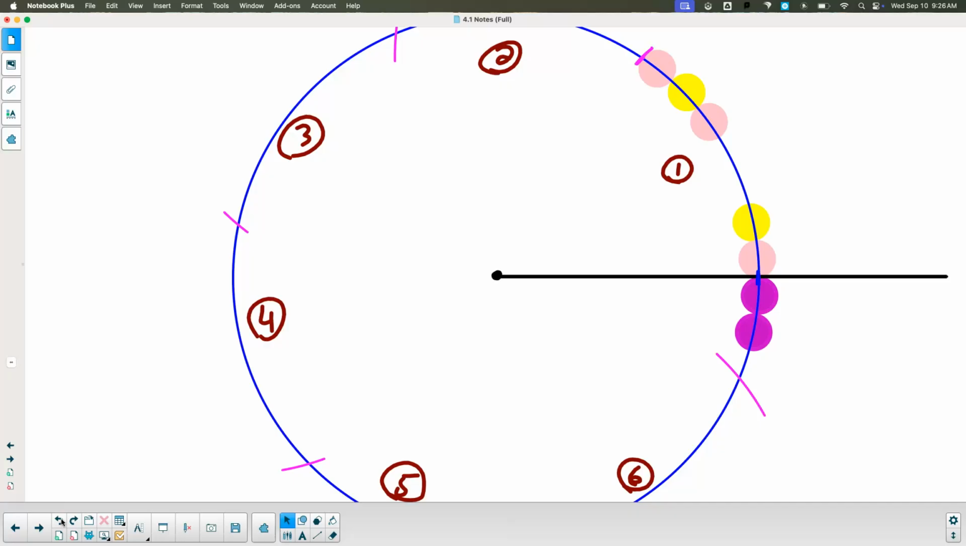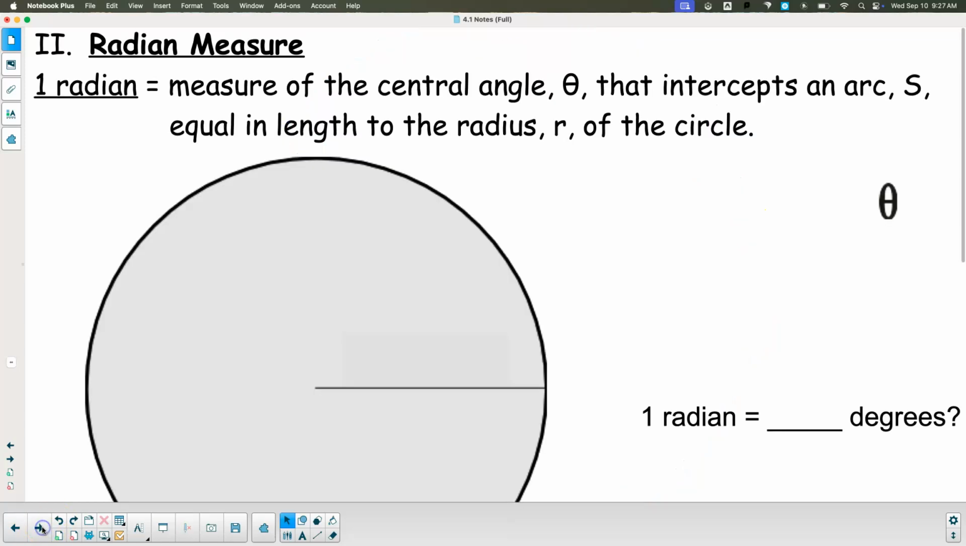What you just found was you just developed the concept of a radian. Okay? A radian is an angle measure where the central angle theta intercepts an arc of that radius. Okay? Now that's fancy math speak. Let me show you what it means.